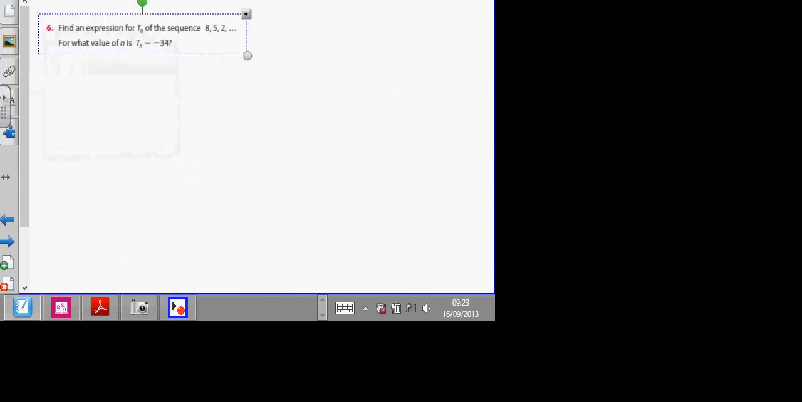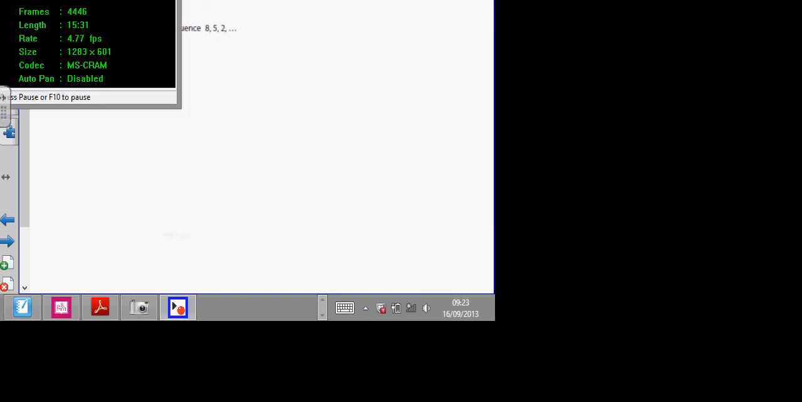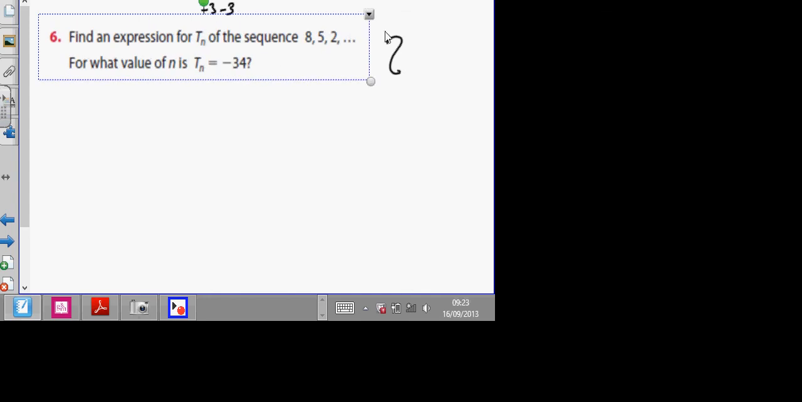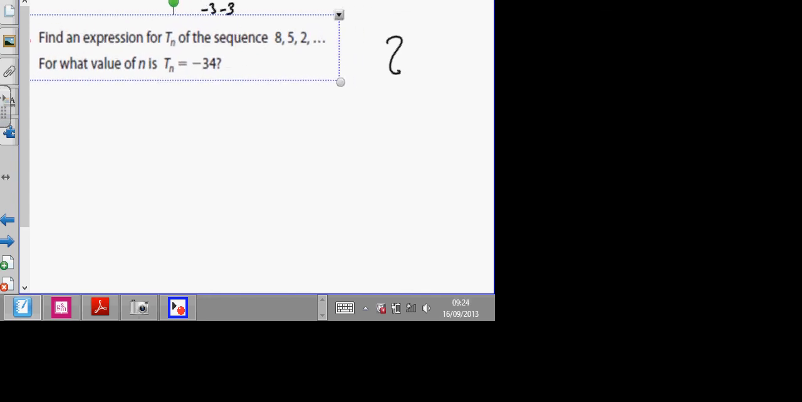There are two ways of doing the following one. The following one can be expressed in two ways. The first way to do it would be to keep going. What's the gap between each one? The gap between each one is -3. So what you could be well entitled to do is just keep counting down.